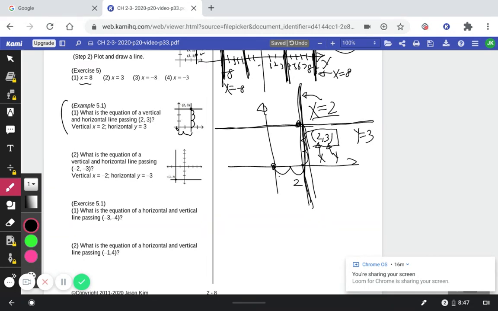Then number 2, what is the equation of the vertical and horizontal line that pass through (-2, -3)? Again, where is the point (-2, -3)? Starting from the origin (0, 0), -2 means move 2 to the left side, and -3 from that point means going down 3. So here is the coordinate (-2, -3).